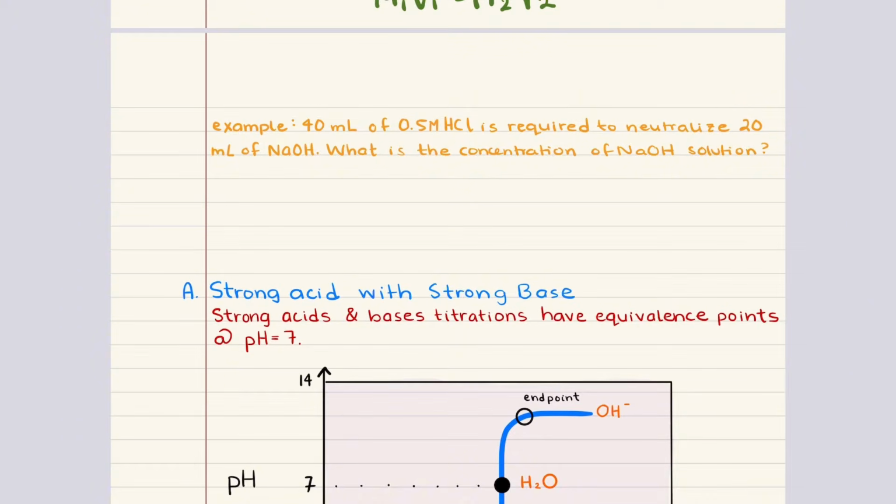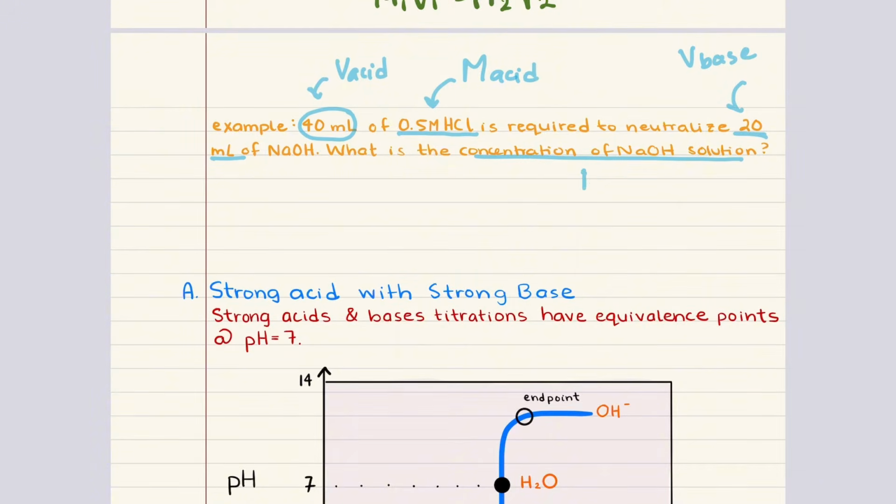The example says 40 milliliters of 0.5 molar hydrochloric acid are required to neutralize 20 milliliters of a sodium hydroxide solution. What is the concentration of the sodium hydroxide? To solve this problem, we use the 1:1 stoichiometry for a monoprotic strong acid reacting with a monobasic strong base. So we can write M1V1 equals M2V2. You can write this as M acid V acid equals M base V base. Whatever little subscript helps you signal what you're trying to calculate from what you know.